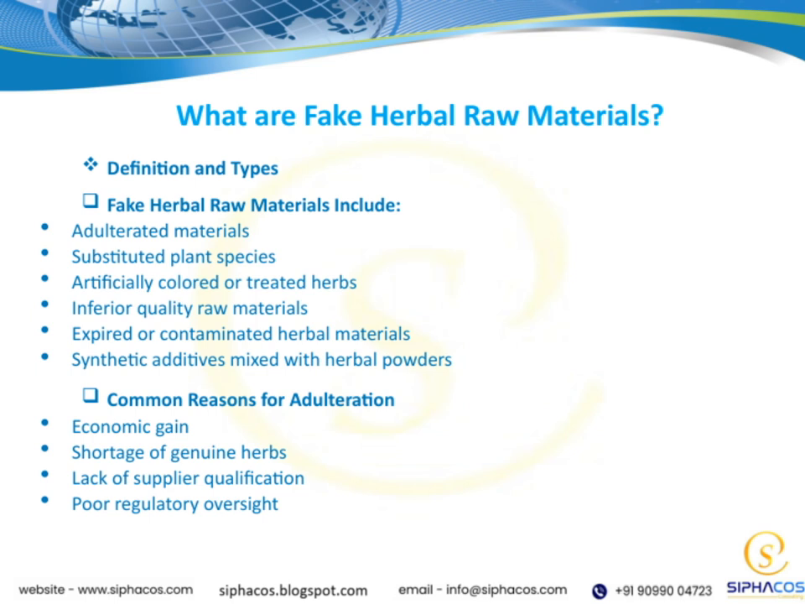Now, why does adulteration happen? One common reason is economic gain. People want to make more money by cutting costs or adding cheaper substances. Shortages of genuine herbs also lead to this problem, especially when demand outpaces supply. Lack of proper qualification among suppliers and weak regulatory oversight are additional factors that contribute to the prevalence of fake herbal materials. Understanding these points is crucial because, as we move forward in this presentation, we'll see how these issues impact the safety and efficacy of herbal products and what we can do to identify and prevent them.